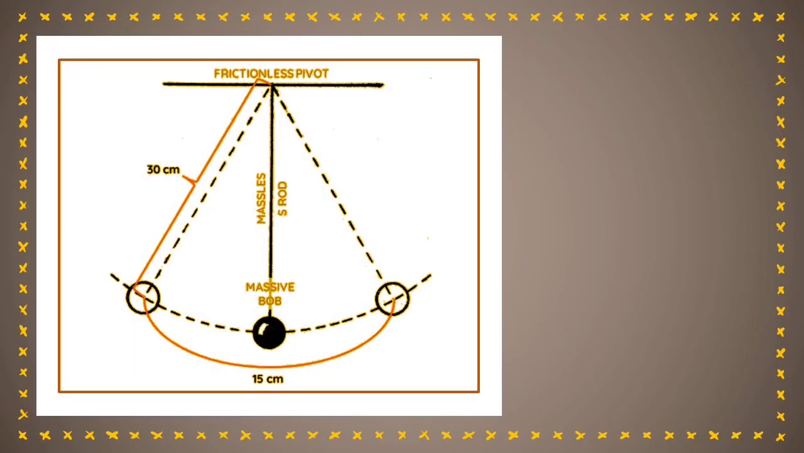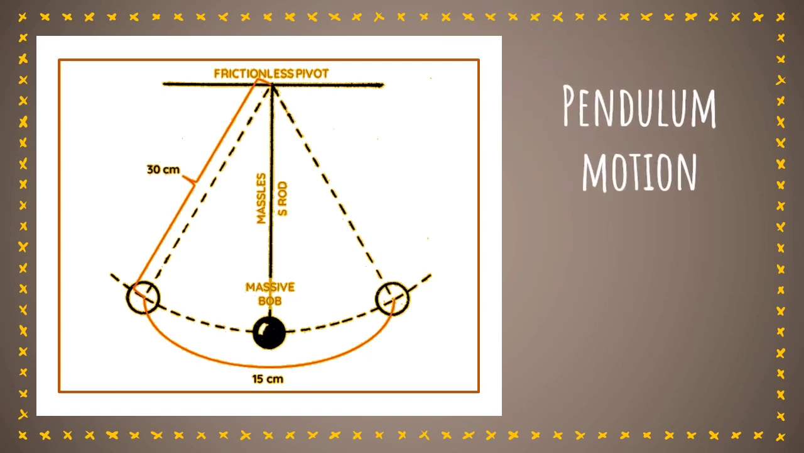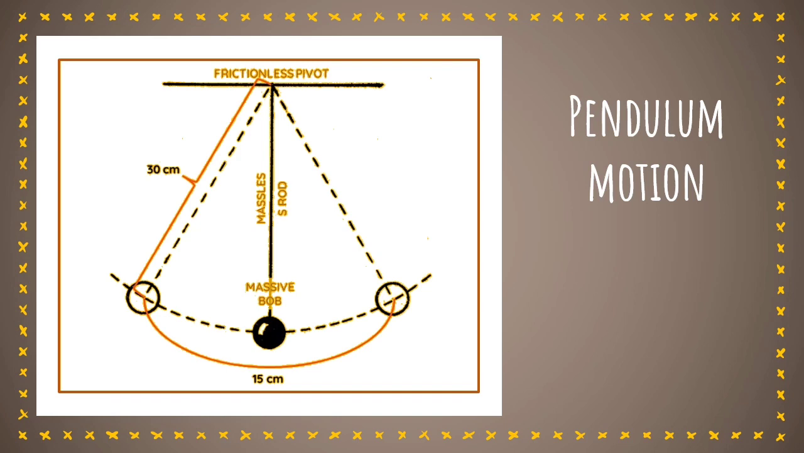Let's start with this problem. Peter is conducting a physics experiment on pendulum motion. His 30 centimeters pendulum traverses an arc of 15 centimeters. To the nearest degree, how many degrees of rotation did the pendulum swing?